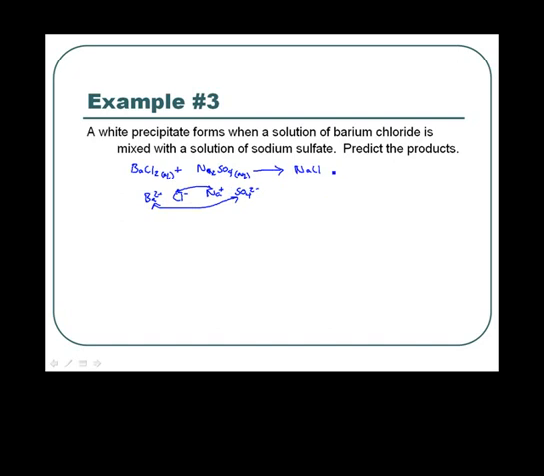Sodium chloride is NaCl. When we check the solubility table, we find out that it's aqueous. And our other compound is BaSO4. When we check the solubility table, we find out that it is not aqueous. It's not soluble, so we write an S beside it, and that would be our white precipitate. This white precipitate is our barium sulfate.